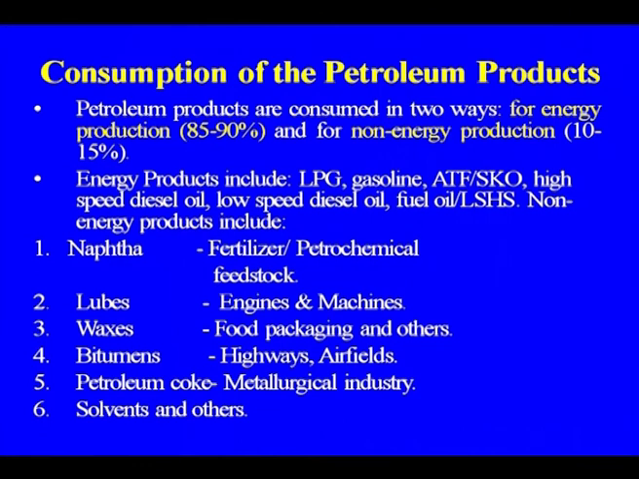Then the naphtha is being used by the fertilizer and petrochemical complexes, oils used for engines and machines, waxes for food packaging and other uses, also the bitumen for airfields, highways, petroleum coke for the metallurgical industry, and solvents and others. These are some of the broad applications of petroleum products.